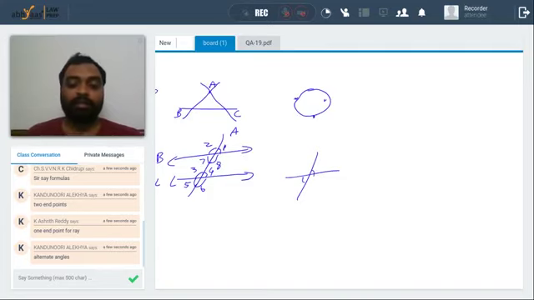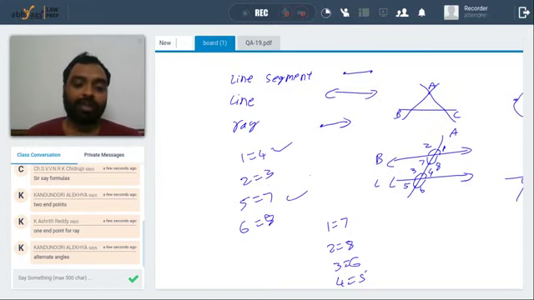Clear? Next. If you observe carefully, all these angles are equal. 1 is equal to 4, 4 is equal to 5, 5 is equal to 7, 7 is equal to 1 again. So 1, 4, 5, 7 are equal. Make that observation. Clear this one? In the same way, 2, 3, 6, 8 are equal.